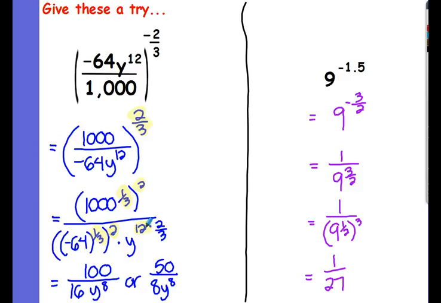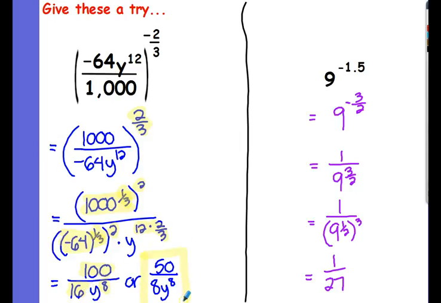For the y to the 12th to the 2/3, you just multiply those. So 2/3 of 12 is 8. And then here, 1,000 to the 1/3 is 10. 10 squared is 100. Negative 64 to the 1/3 is -4, and -4 squared is 16. And then I just simplified to get my final answer.